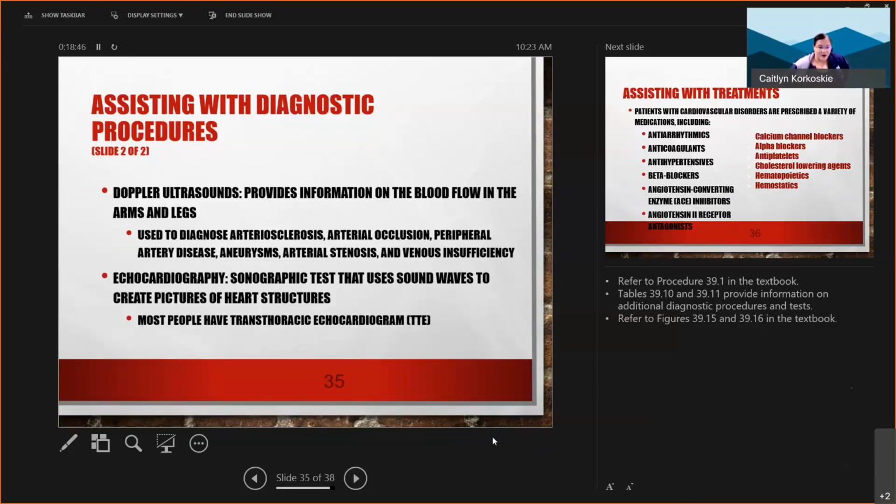An echocardiogram is a sonographic test, so basically an ultrasound of the heart. It uses sound waves to create the picture of the heart structure. So again, that's just an ultrasound of the heart, which is pretty cool to see actually.